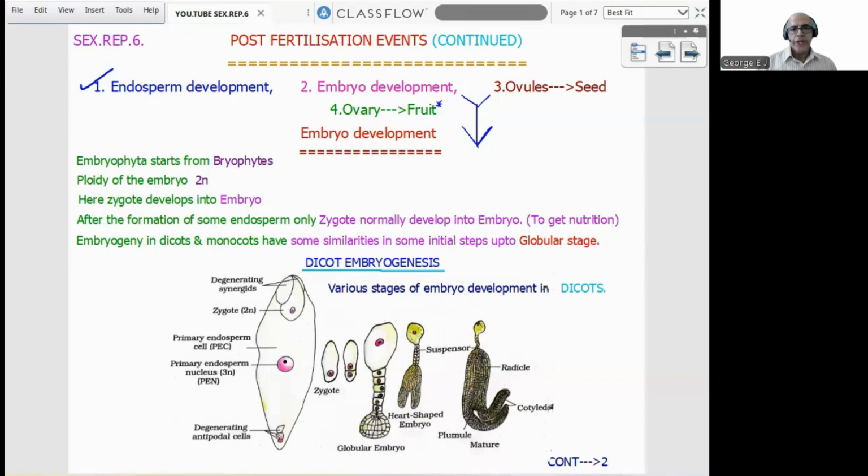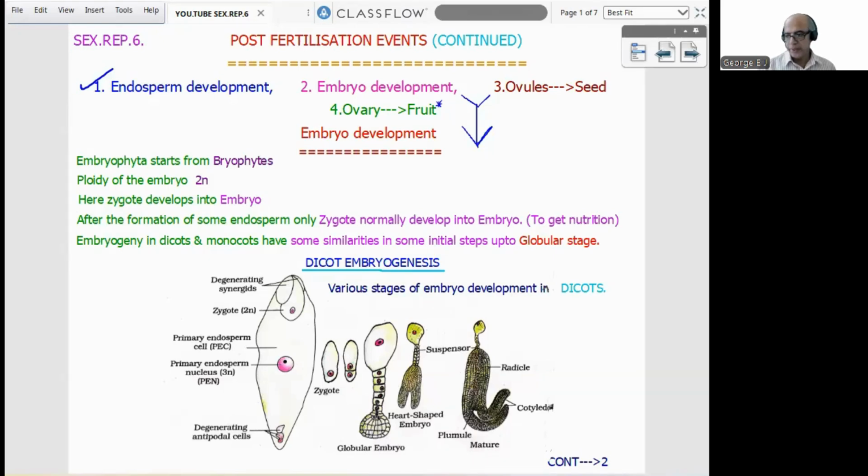Under post-fertilization events, episode 6. Endosperm development we discussed in the last episode. In the 6th episode, here two aspects: embryo development and ovules into seed. Fourth item, ovary into fruit, etc. Apomixis, all that area we'll be discussing in the next episode.